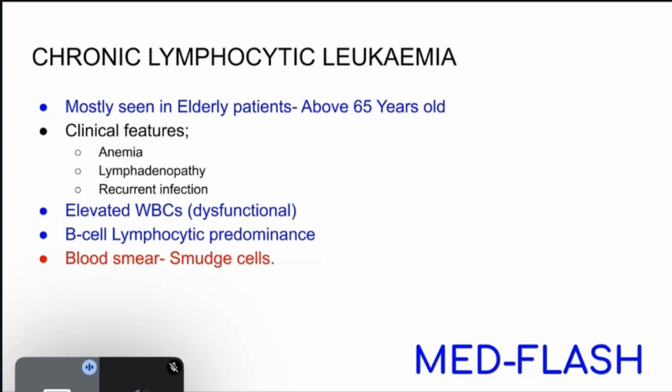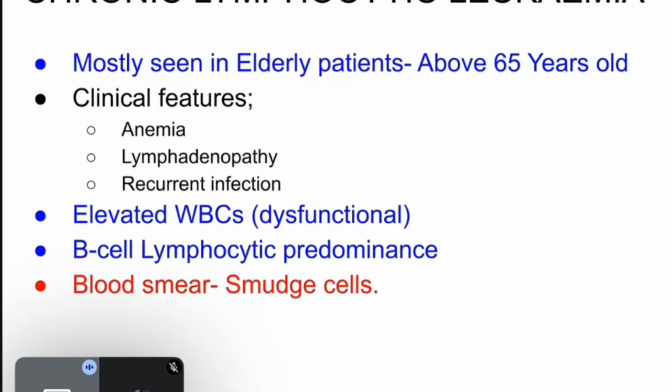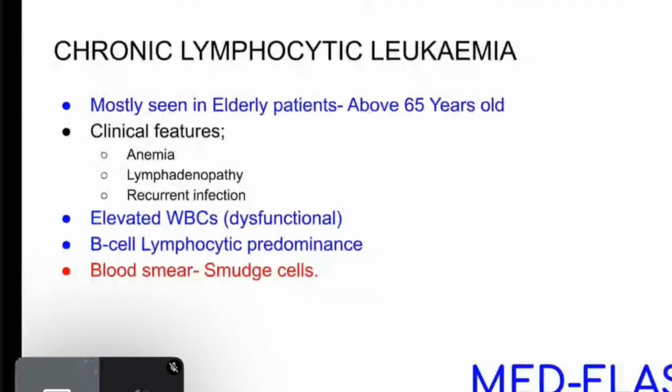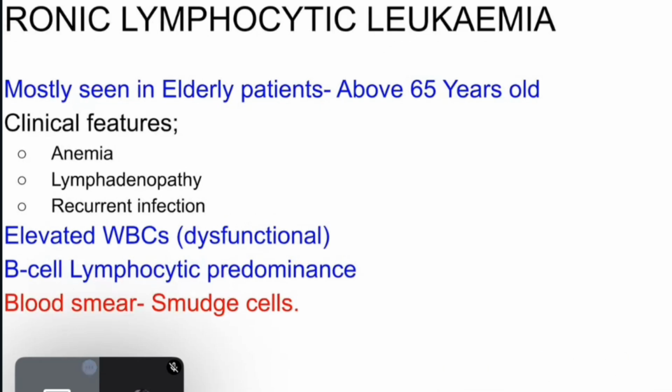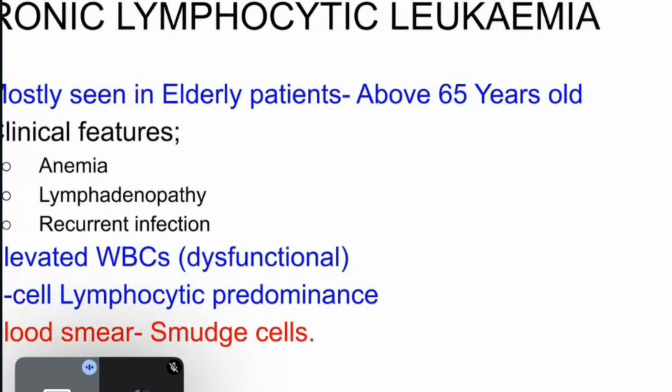Okay, let's come to the clinical features. They suffer from anemia, lymphadenopathy, and recurrent infections. One more thing that you would notice here is elevated WBCs. Now, you would ask me this question: although the patient has elevated WBCs, why would they develop recurrent infections? Because WBCs fight against infections, right? But you see this bracket, although the WBCs are elevated, they are dysfunctional.